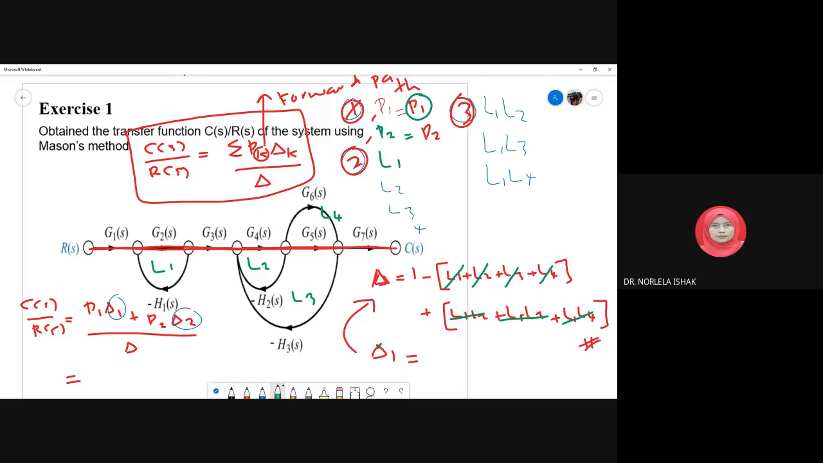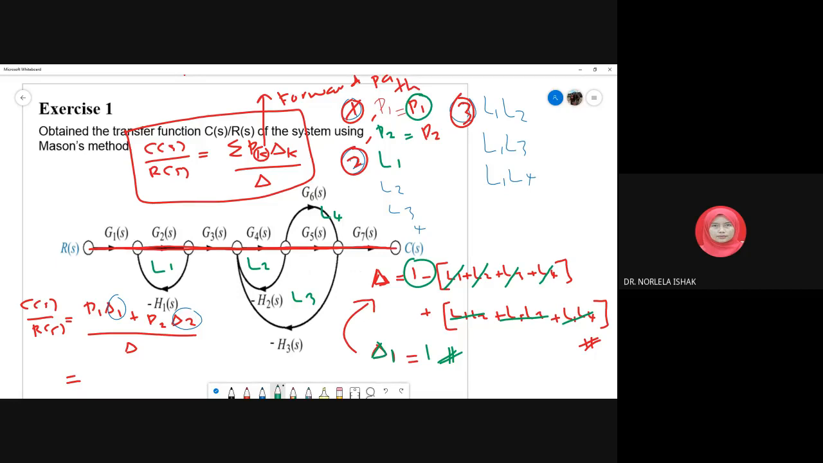So how about the answer for delta 1? It equals 1. Okay, this is the cofactor. How to define cofactor number 1? Any question so far? How to define cofactor? So far, can everybody follow? Yes, madam. Okay, very good.